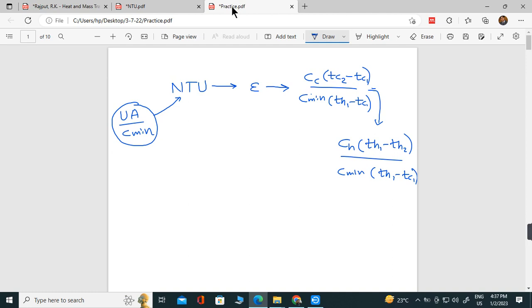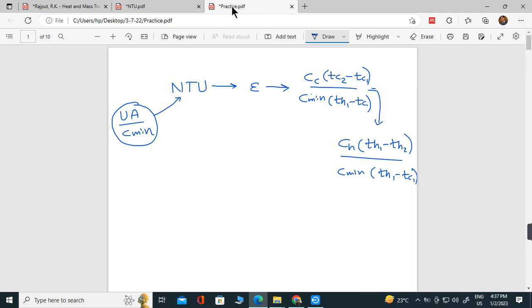Clear? What we did first is we found out NTU. How can you find out NTU? UA by C min. What is C min? You will have to compare CC and CH, and from that you can find out C min. Once you have found NTU, you will have to find out effectiveness.